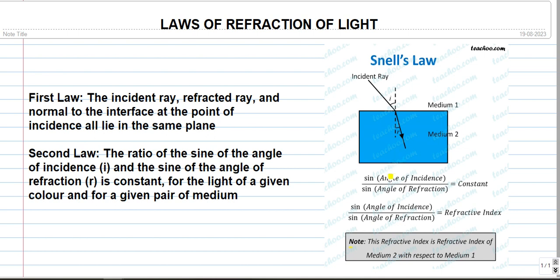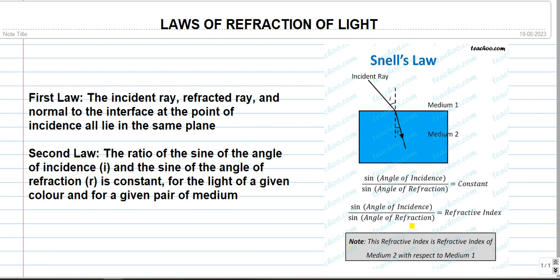So sine of angle of incidence by sine of angle of refraction is equal to a constant. This constant is called the refractive index of the medium. To be very specific, we call it the refractive index of medium 2 with respect to medium 1. Here medium 2 is glass with respect to air. Okay, so this is what we have for the laws of refraction.